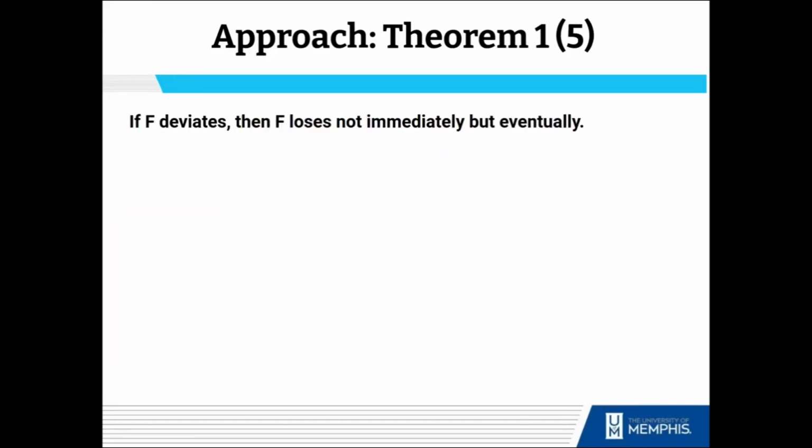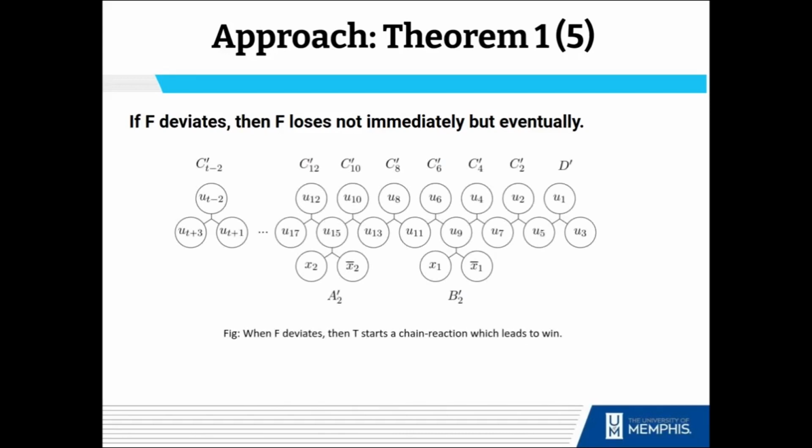Okay. And the second thing is, if F deviates, then F loses not immediately, but eventually. So, how do we do that? We design the clauses in such a way that when F deviates, then T can start a chain reaction which leads to a win at the end. The chain reaction structure of the clauses looks like this, and this idea came from our recent paper, Tractable Unordered 3-CNF Game, published in LATIN 2020.